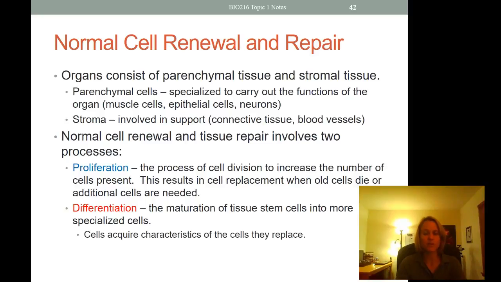Now, for normal cell renewal and tissue repair, there are two processes. Proliferation, which is cell division to increase the number of cells present, and this results in cell replacement. This is used when old cells die or additional cells are needed. The other step is differentiation, when we have maturation of tissue stem cells into specialized cells. This is where cells acquire the characteristics of the cells they're going to replace.